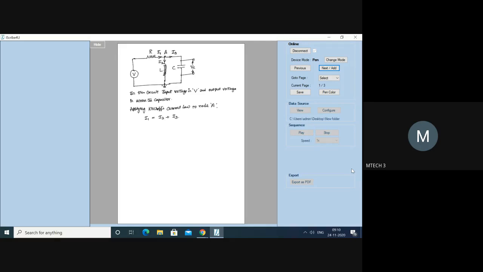So what is I1? Current passing through the resistor. Both of you write and tell me, so you will get an idea. V is equal to I into R, therefore I is equal to V by R. Now we have input voltage V, and at node A, VA is the voltage. So I1 is V minus VA divided by R.